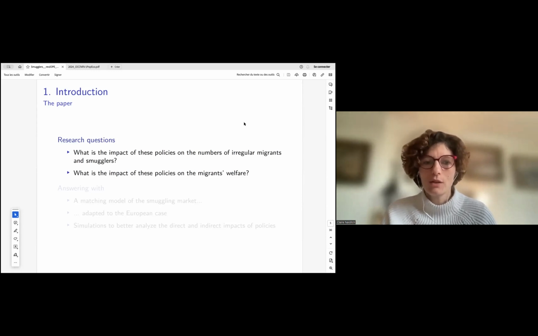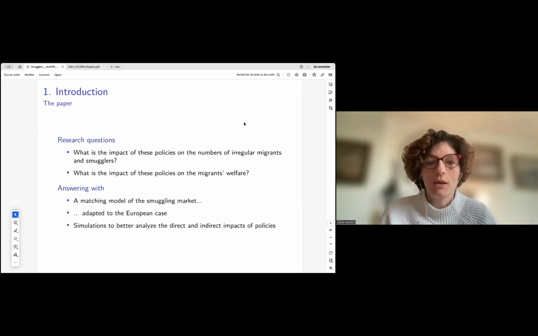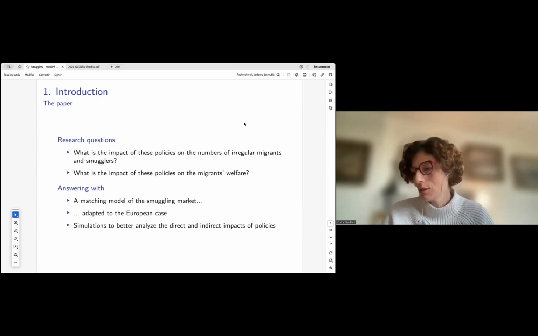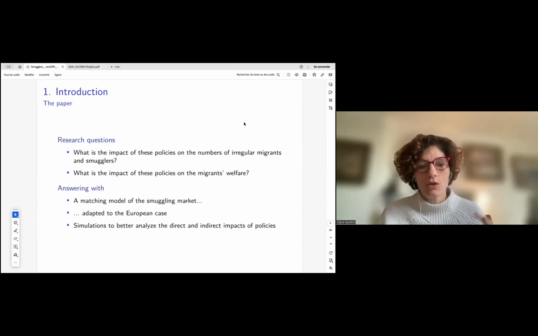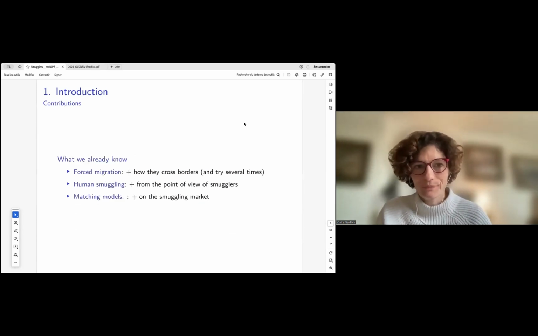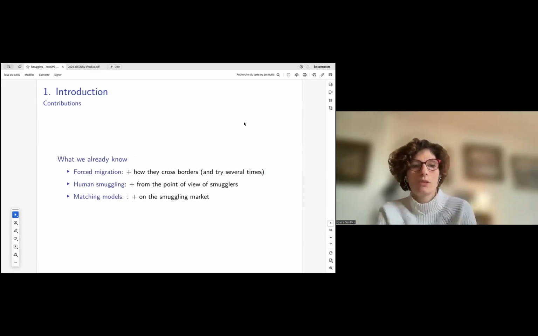To do that, we're going to design a theoretical model. It's a matching model of the smuggling market, which is adapted to the European case. And we do simulations to better analyze what's going on. Okay, what do we know? We know from the literature that studied forced migration many things, but nothing has been done on the way people cross the borders, and the fact that they will try and try and try again, even if they did not succeed the first time.